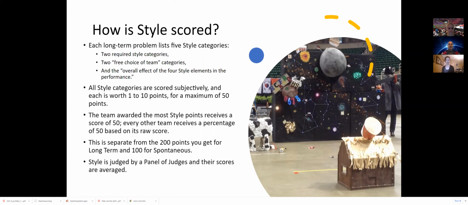And this is separate from the 200 points that you get for long term and the 100 you get for spontaneous. So it's a totally separate score. And it's scored by a panel of judges. Generally, you like to have a minimum of at least 3 style judges, sometimes 4 style judges. And then the scores get averaged together. So what one judge thinks is more creative may differ, but because you have multiple judges, you try to average out the scores.